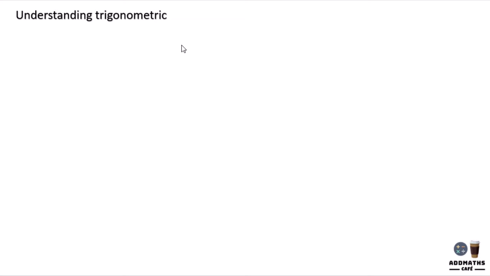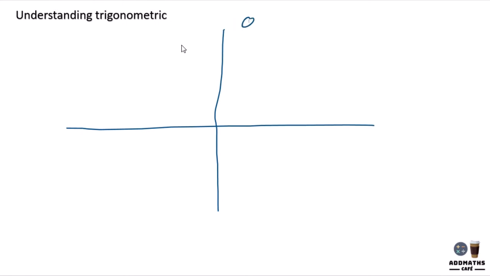Understanding trigonometry. In this case, you need to know the 4 quadrants of trigonometry. For the first quadrant, it has this type of graph where we say that this is theta. Let's say this is 1, and up here, the upper part will also be 1. So the hypotenuse will be square root 2.